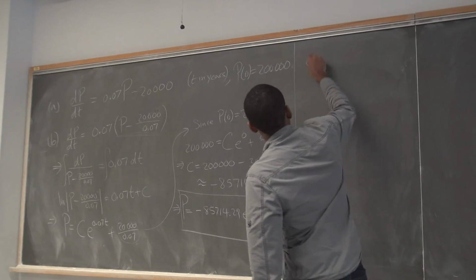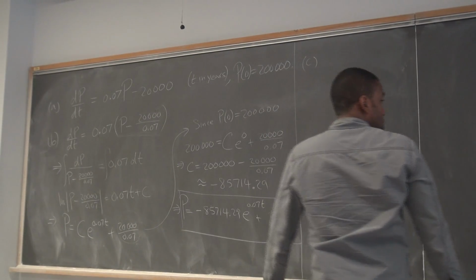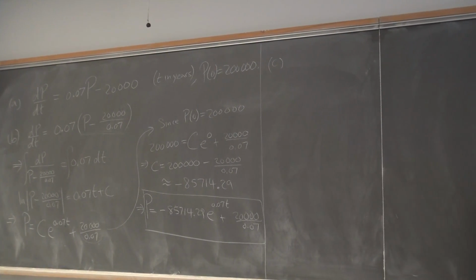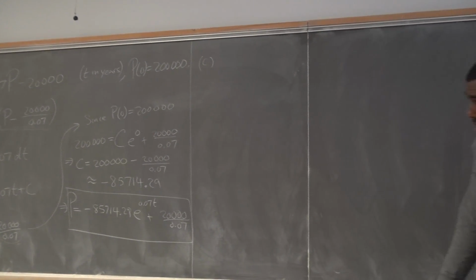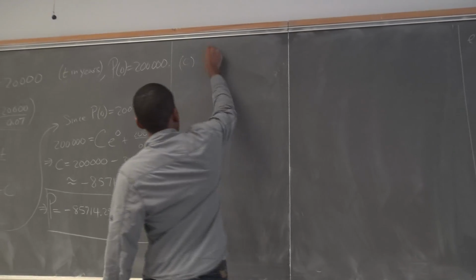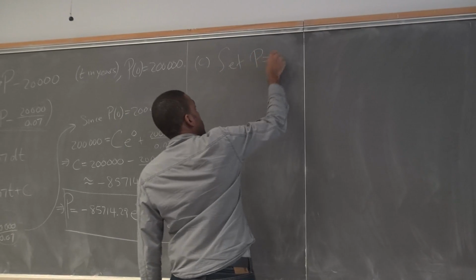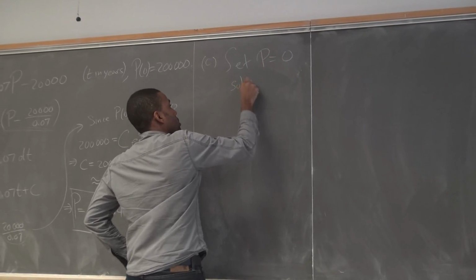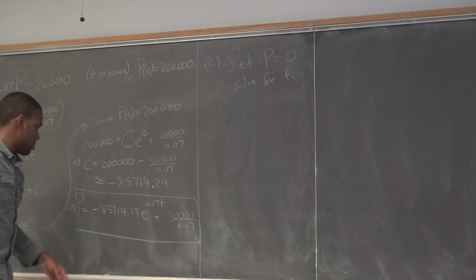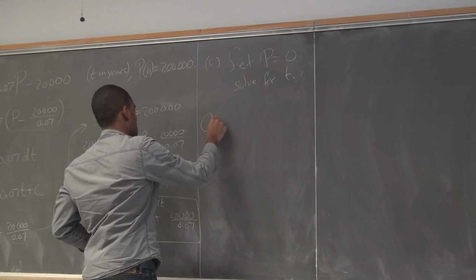So let's go to part C. How long can she actually keep this up? Obviously it's decreasing. When is her money going to run out? How long can she be in retirement on this money? So you have to set P equal to 0. Set P equals 0 and solve for t. When is the balance 0? So all I do here is I plug in 0.